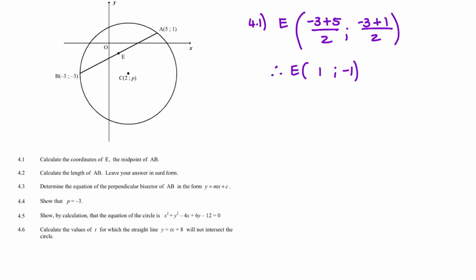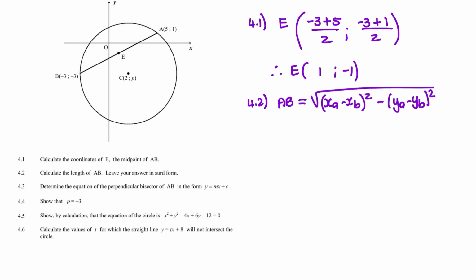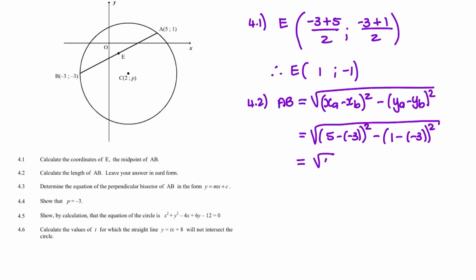4.2. Calculate the length of AB. Leave your answer in surd form. So for 4.2, you can find the length of AB by using the distance formula that you can find on your formula sheet. So the x of A is 5, minus the x of B, which is -3, and I'll square that, plus the y of A, which is 1, minus the y of B, and I square that, and I take the square root. And if I place that in my calculator, I have the square root of 80, or we can say 4 root 5.